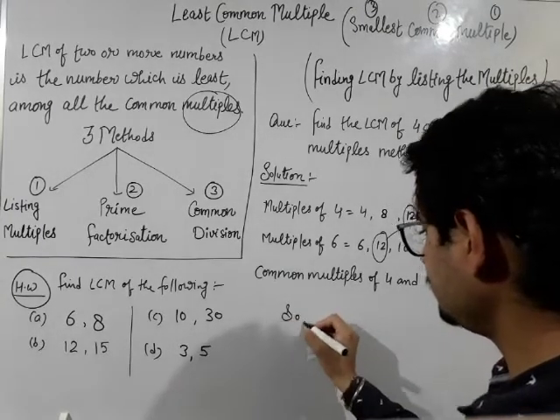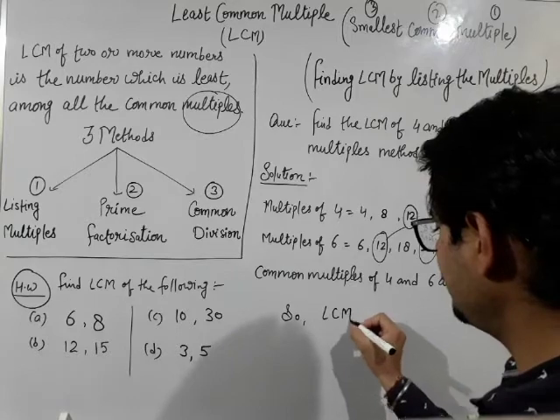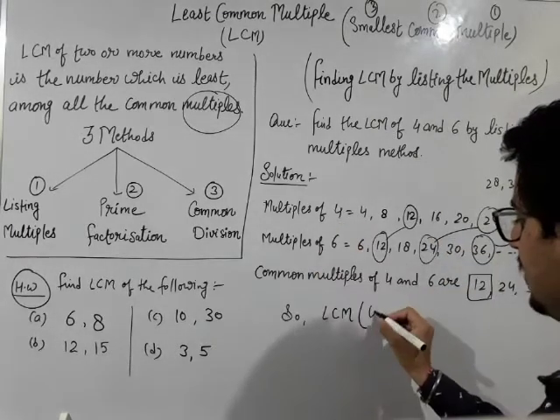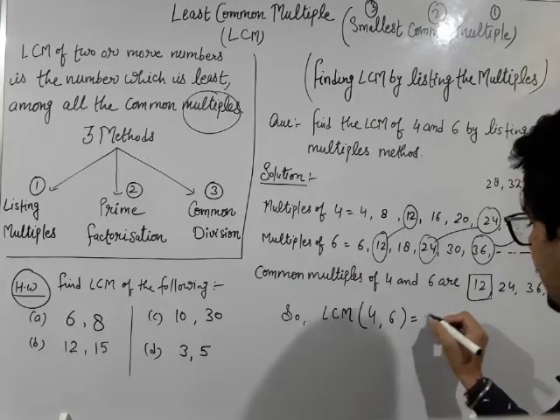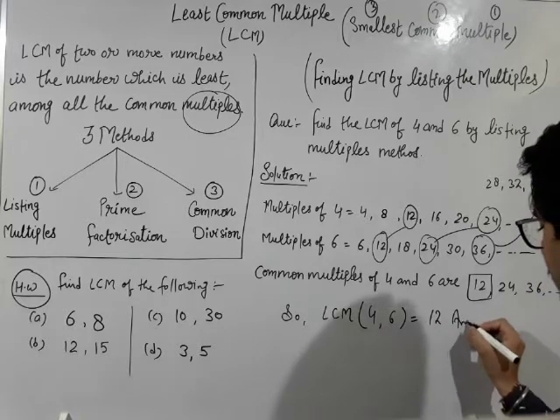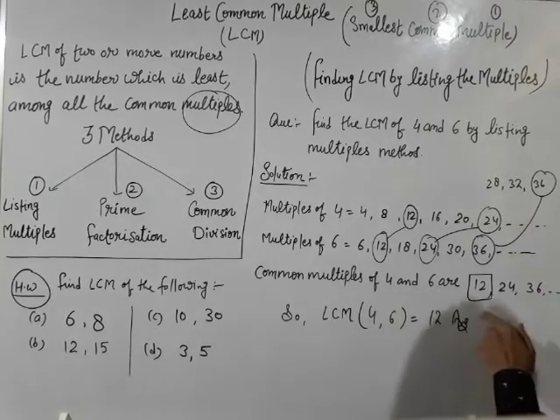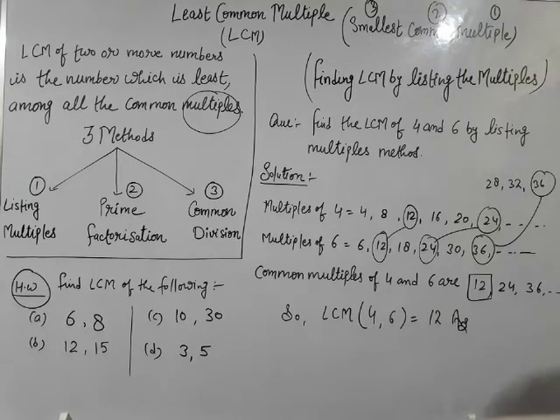So LCM of 4 and 6 is equal to 12, because it is the smallest common multiple of 4 and 6. Students, now I am repeating this method. If you still have any problem, just listen to my words carefully.